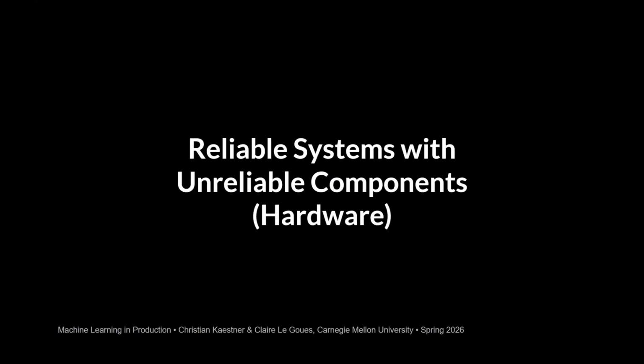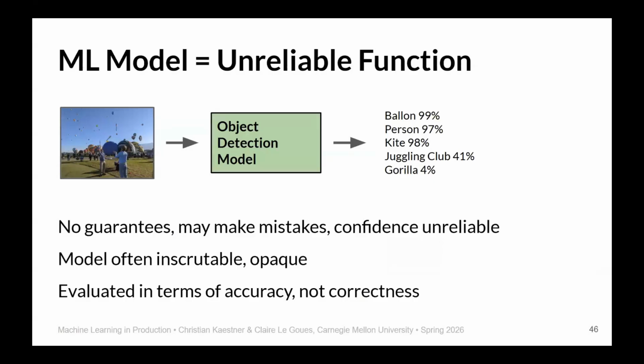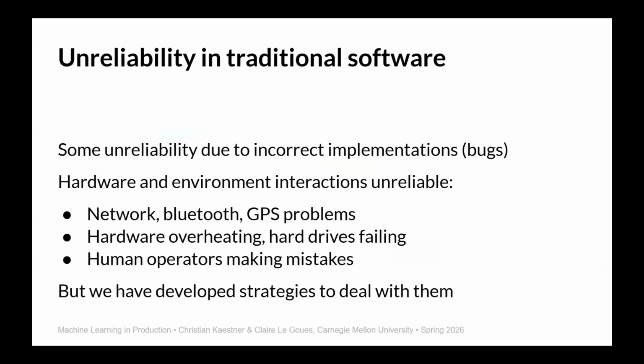So we can build reliable systems with unreliable components. We actually have a huge amount of history there, and I think we need to do similar things in the machine learning space. So again, model unreliable components, but we also have lots of other unreliable components in traditional software. Everything that has to do with the environment and hardware is traditionally unreliable, right?